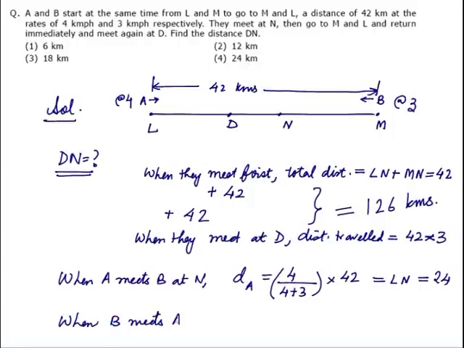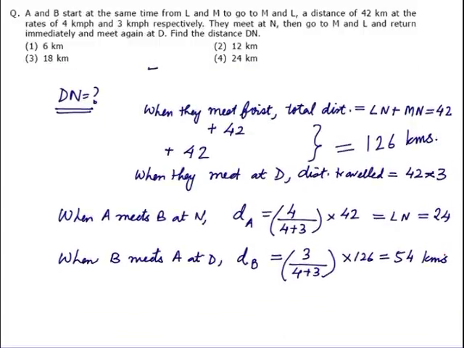When B meets A at D, the total distance traveled by B till that time, we know that together they have covered 126. So how much would B have covered when he meets A for the first time at D? Ratio of their speeds, 3 upon 4 plus 3 into 126. So this gives you 54 kilometers.